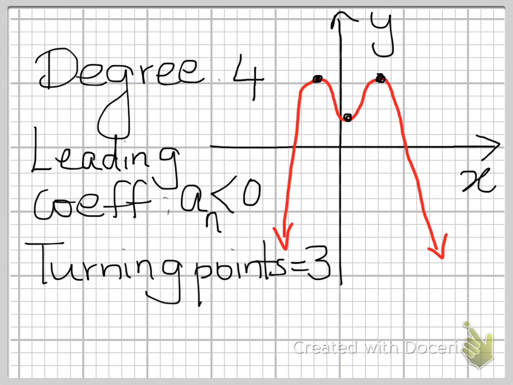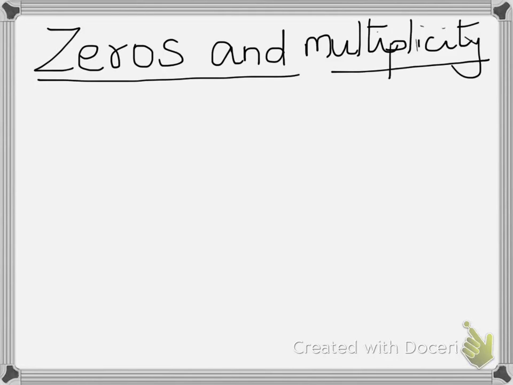Now yes, we can write the domain, we can write the range, we can also write what the minimum value is and what the maximum value is, but that's for another time. Zeros and multiplicity is another property of the polynomial functions that will help us draw the graphs. So a zero of a function is nothing but what? The x-intercept. The multiplicity is simply the number of times the zero occurs.